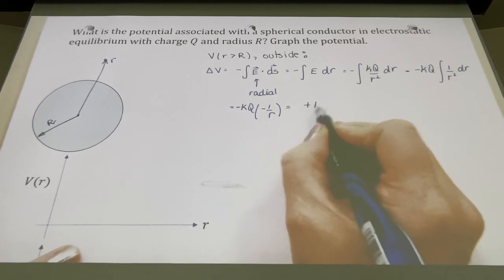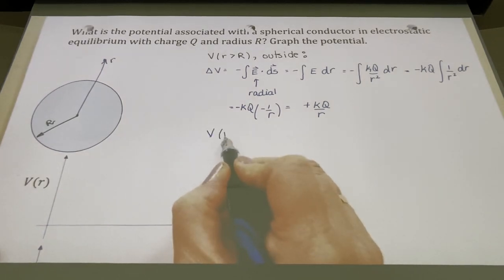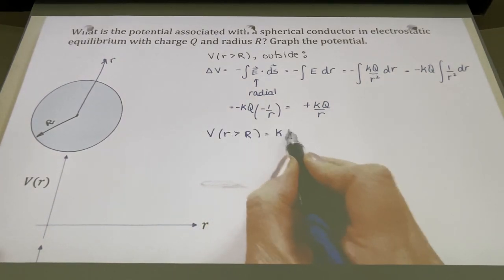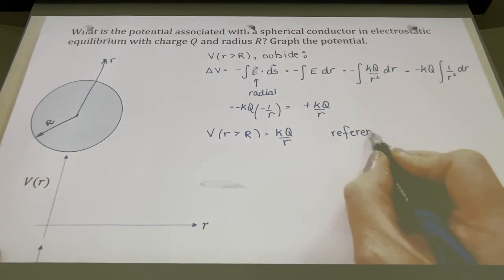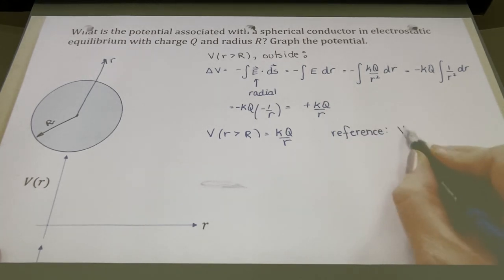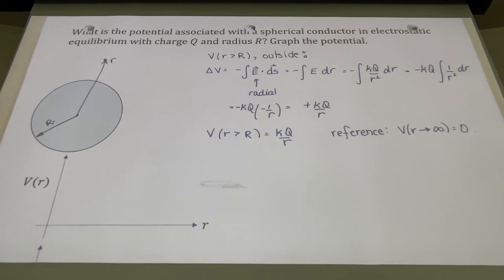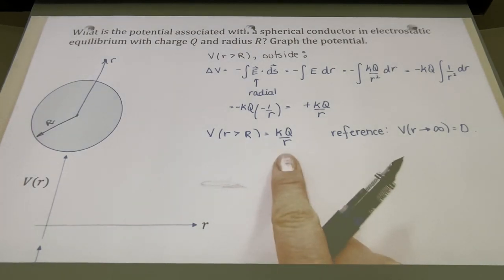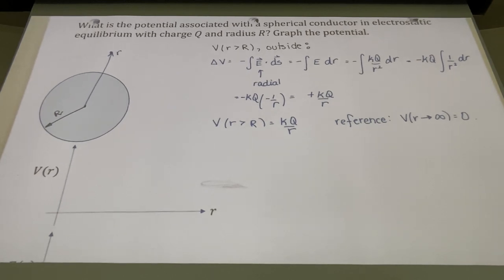Or plus KQ over r. So my potential outside is KQ over r. And this assumes we use the reference point that V, as we get very far away from the sphere, is equal to zero. So that's that standard reference point that we always use. So this is probably not a surprising result. If we're outside of a charged conducting sphere, the potential looks like the potential of a point charge. Okay, so once we're outside, it doesn't know the difference between a solid sphere and a point charge.